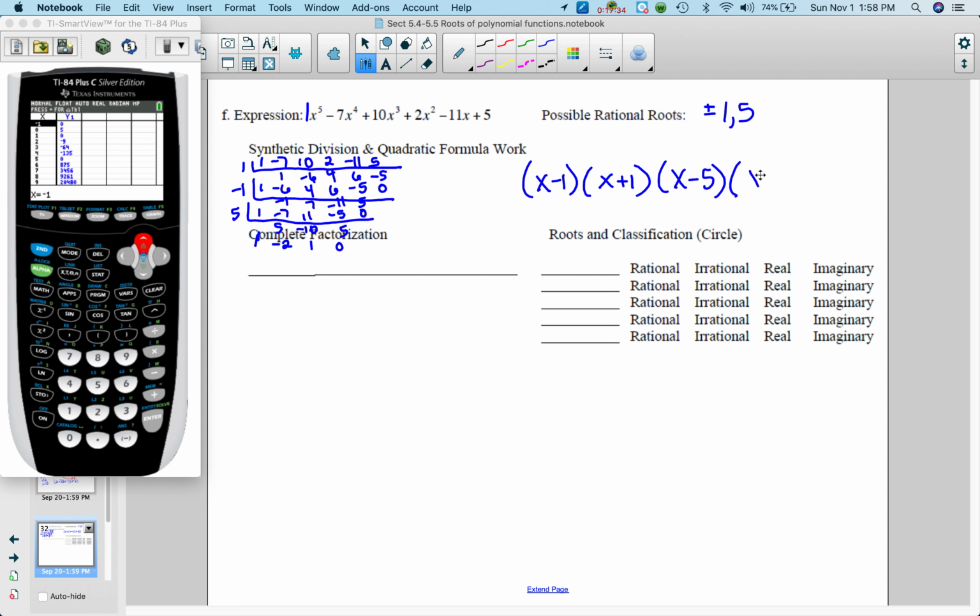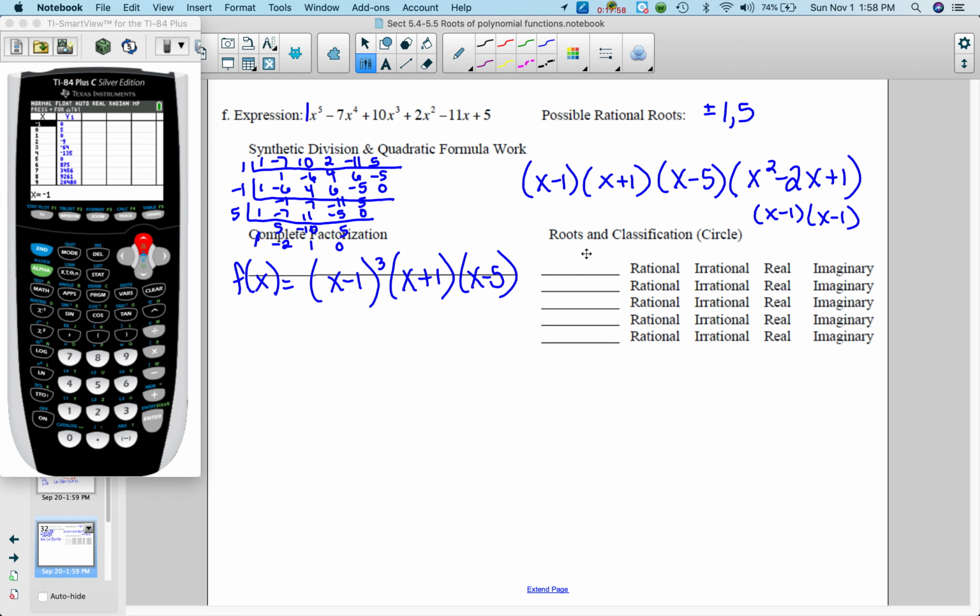And I'm left with x squared minus 2x plus 1, which is factorable with a diamond problem. You get x minus 1 times x minus 1. You can verify that. So then f of x equals x minus 1 quantity cubed, looks like I have 3 of those, times x plus 1 times x minus 5. So I have a 1 with a multiplicity of 3, a negative 1, and a 5. All are rational, and all are real.